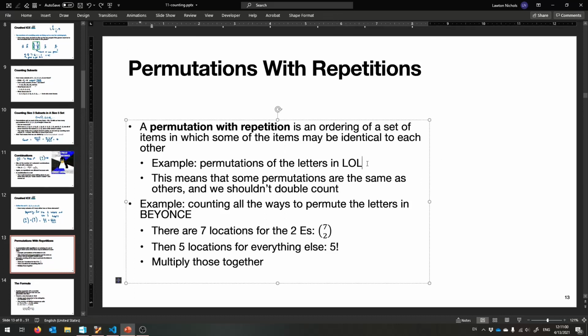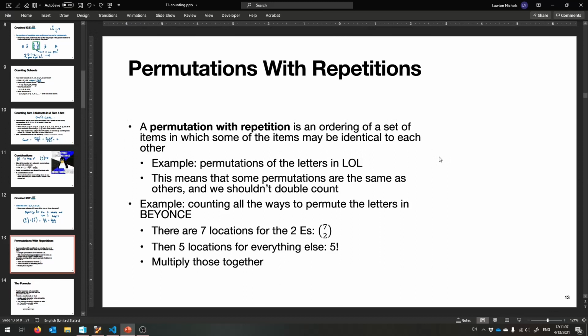That is the idea. So how many permutations of the letters are there in LOL? Well, the idea is we need to understand that these L's are the same. Because, look, if these L's weren't the same, like the set was made of L1, O, and L2, then L1, O, L2 is different from L2, O, L1. You see that?